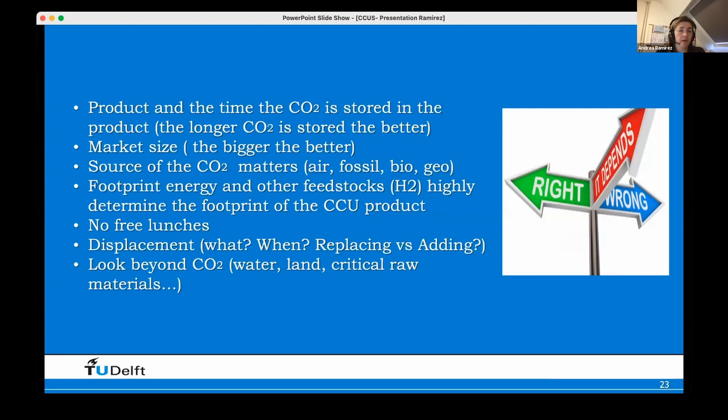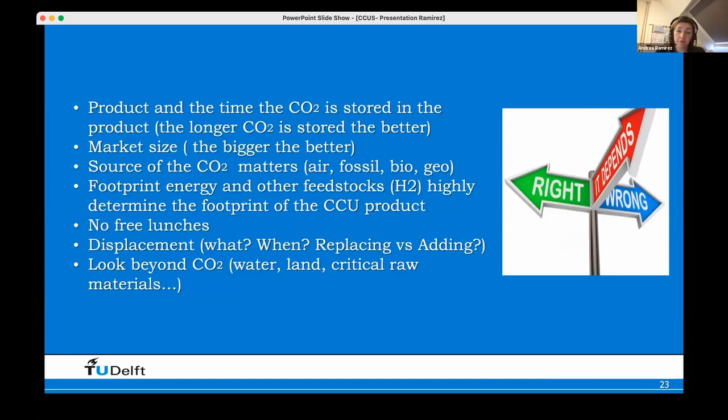One of them is that the product and the time the CO2 is stored in the product matters. And the longer the CO2 is stored in the product, from a climate perspective, the much better. The market size matters, just to make impact and for the need of impact. So the bigger, the better. And that's also why we are looking a lot at cement, aggregates, this kind of construction products. The source of the CO2 matters from an LCA point of view, whether it's CO2 from the air, fossil CO2, or bio CO2. It matters, and it has implications for the life cycle assessment.